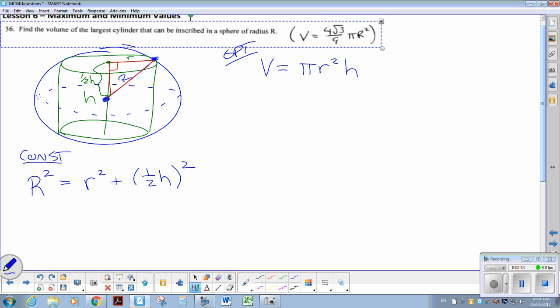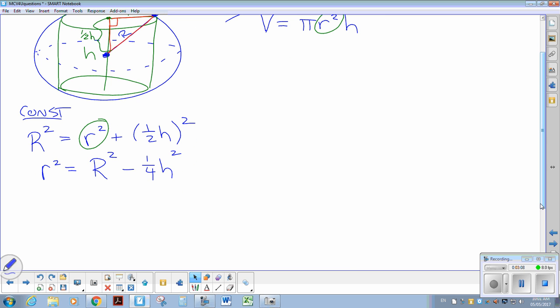Now, again, I like what I see because I have a small r squared that I can play with. And this is the other part. Just give me 1 sec. I'll rearrange it. So small r squared equals capital R squared, so that's your sphere, minus 1/4 h squared. Okay, so I've rearranged it.